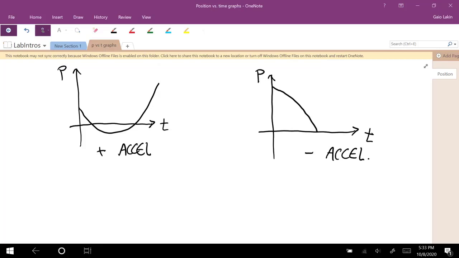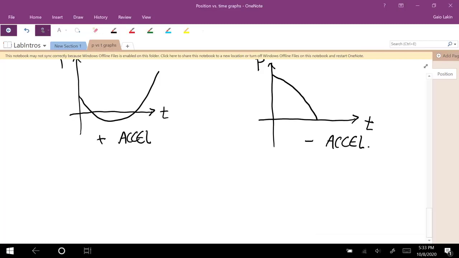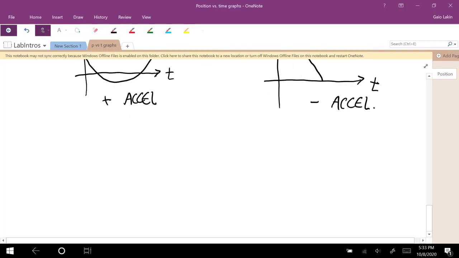And again, what if the position versus time graph is a straight line? Well, that is no concavity, so no acceleration. Okay, so let's put this all together into an example that's sort of like the kind of problems you'll have to be doing in this lab.